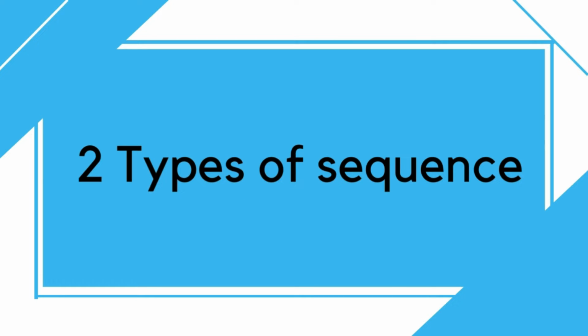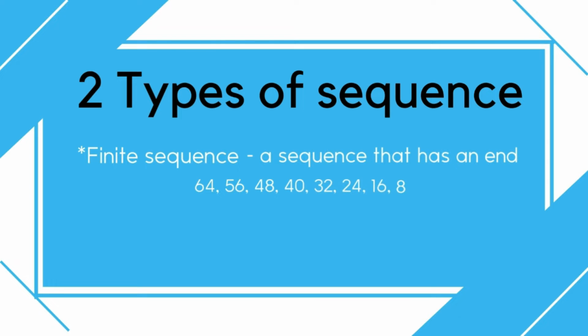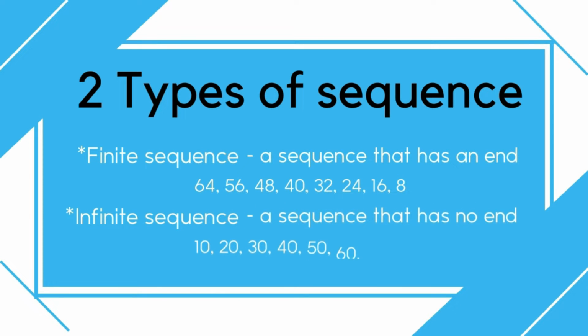Now there are two types of sequence. One is a finite sequence and the other is an infinite sequence. A finite sequence is a sequence that has an end, like as shown, while the infinite sequence is one that has no end. You can say so by the ellipsis at the end of the line.